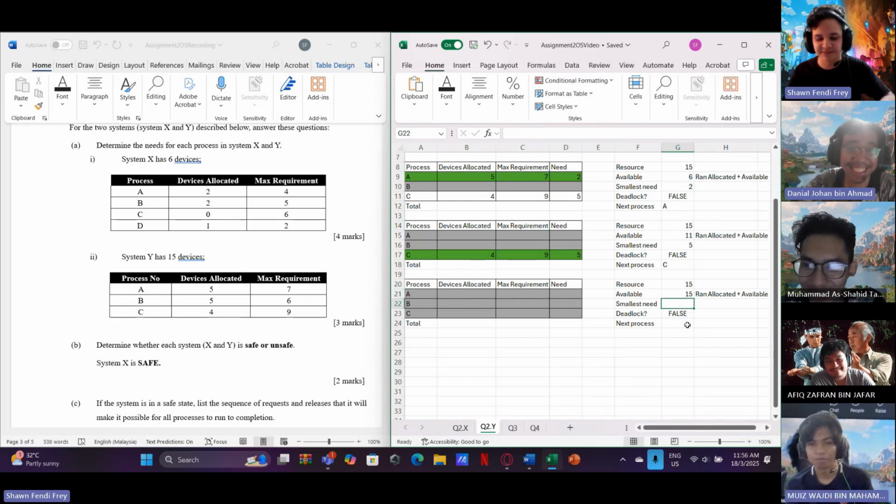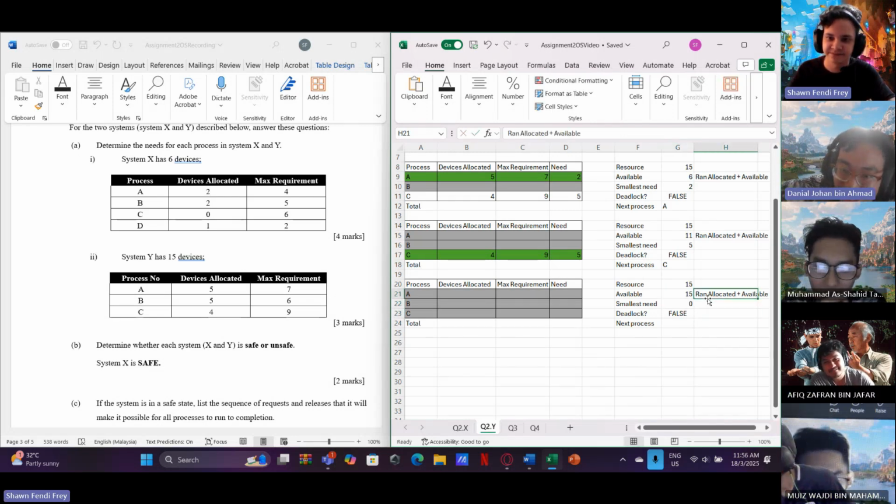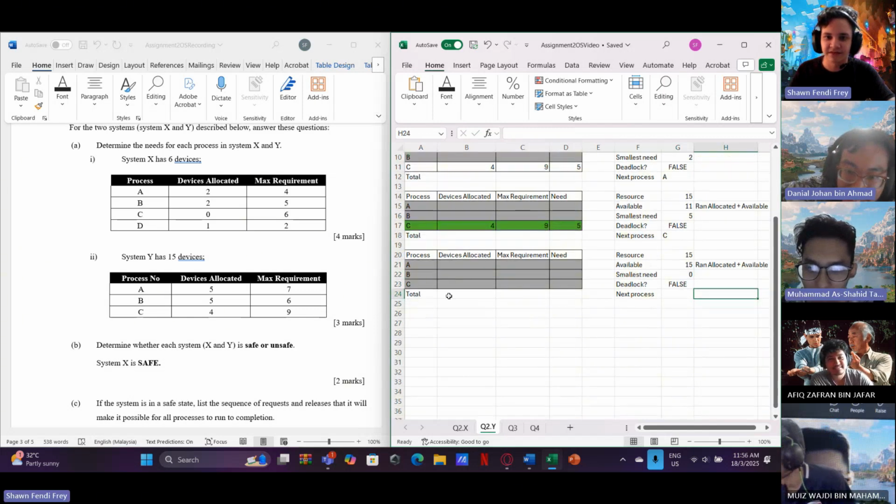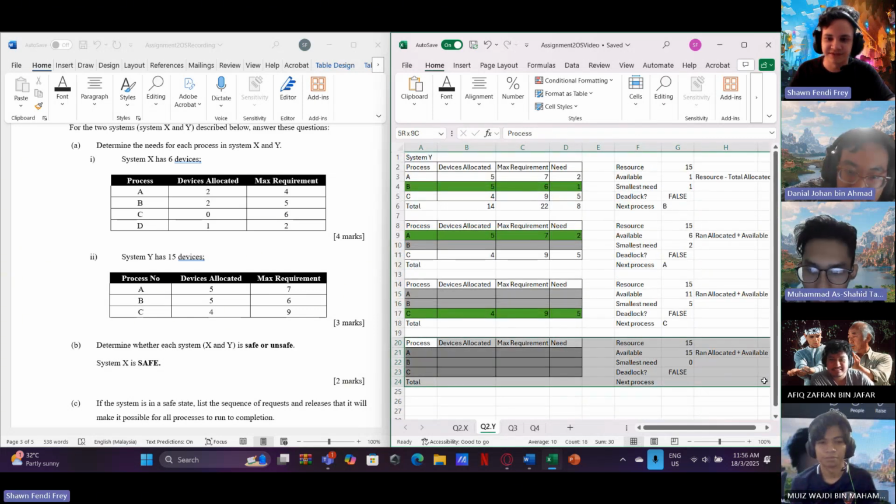Available is 15. All of them, the smallest need is going to be 0. Because there is no next process to run to completion. No next process.